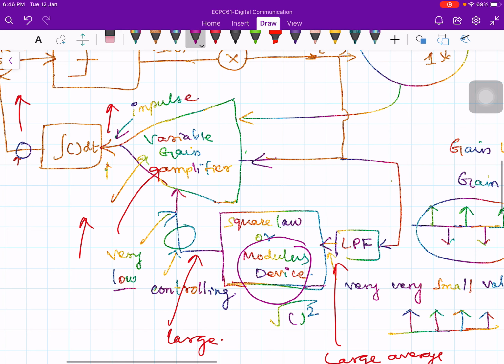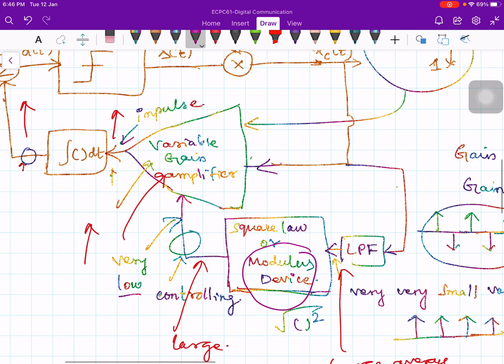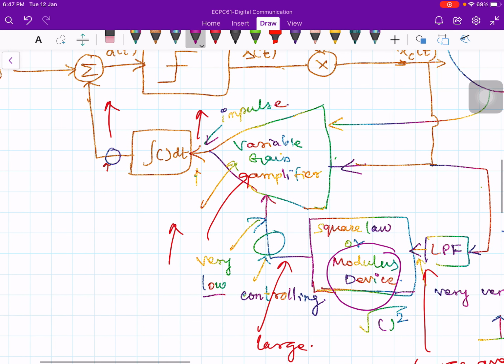Where is the integrator? Oh my god, I forgot. Yeah, it is here. Okay, so it provides a large value, and that large controlling signal is given to the amplifier. Therefore the gain is increased. If the gain is increased, the impulse strength is increased. Therefore the integrator output also increases, and the slope overload distortion is avoided.